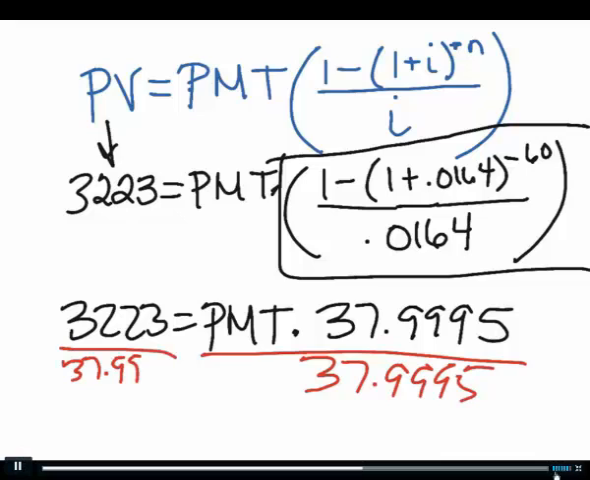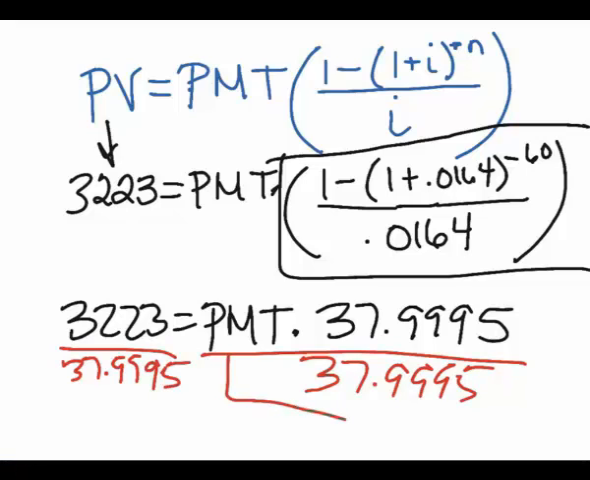And that brings your payment to $84.82. So you're going to make 60 equal installments of $84.82. Okay?